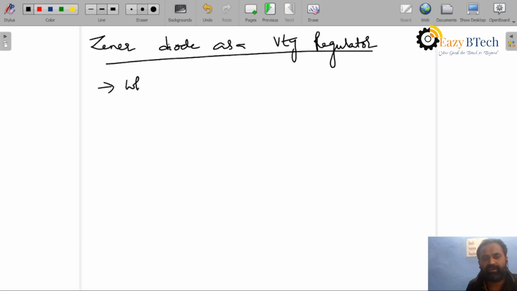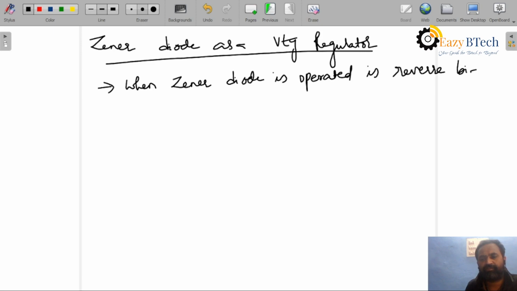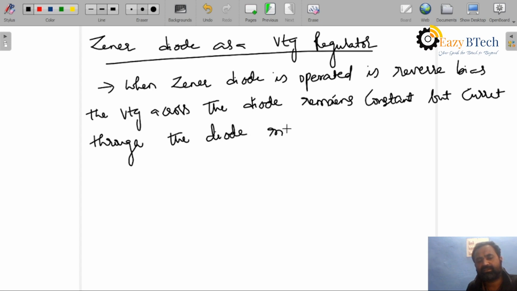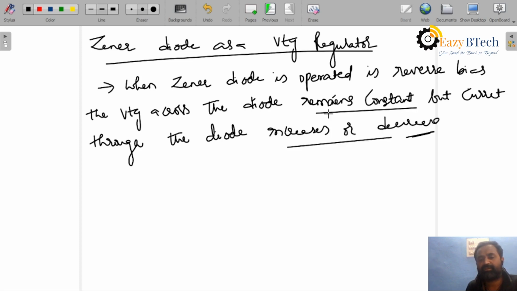Okay, when Zener diode is operated in reverse bias, the voltage across the diode remains constant, but the current through the diode increases or decreases, but the voltage remains constant.